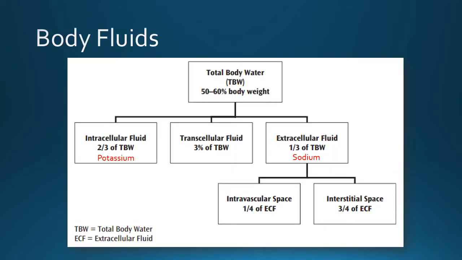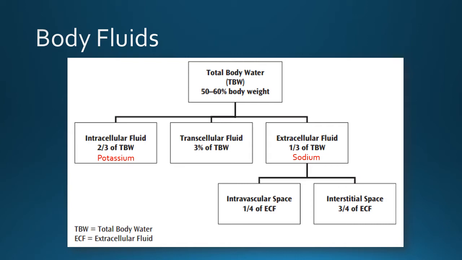Okay. So looking at our body fluids, how we're actually going to be breaking these down, and again, some of this might be a little bit of review, that's okay. Looking at total body water, usually about 50 to 60% of body weight makes that up. And then we can break that down into the intracellular fluid, a little bit of transcellular fluid, and then also the extracellular fluid.